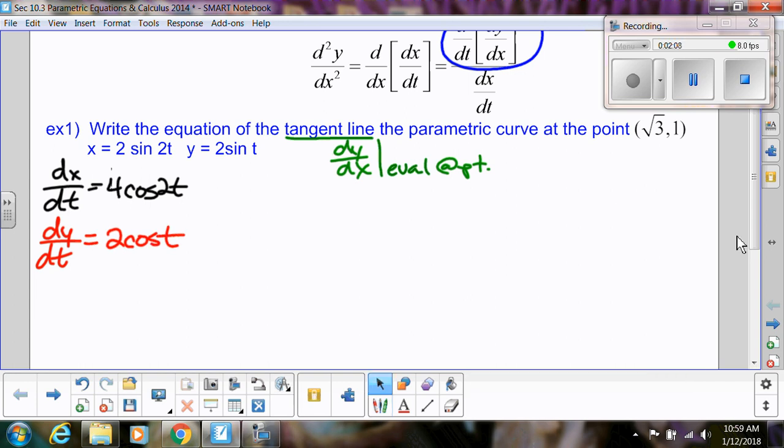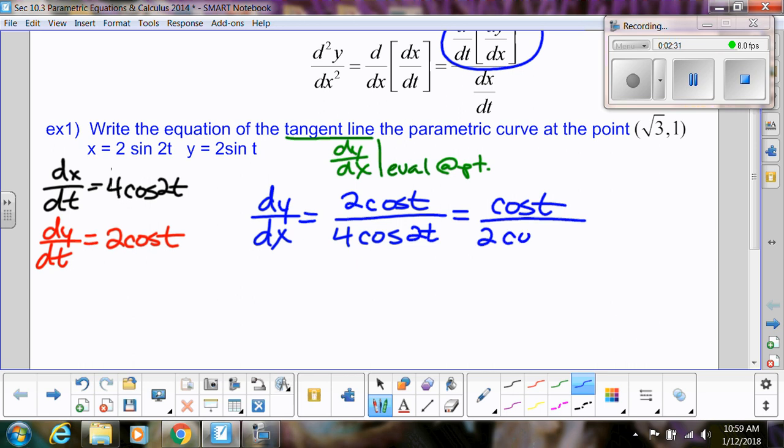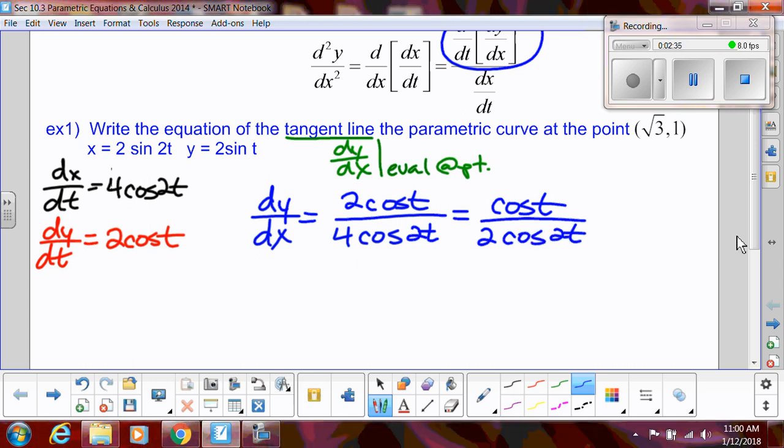So my dy/dx is just going to be dy/dt, which is 2 cosine of t, divided by 4 cosine of 2t. If we simplify that a little bit, that'll be cosine of t over 2 cosine of 2t. Now we have to evaluate this at this point.